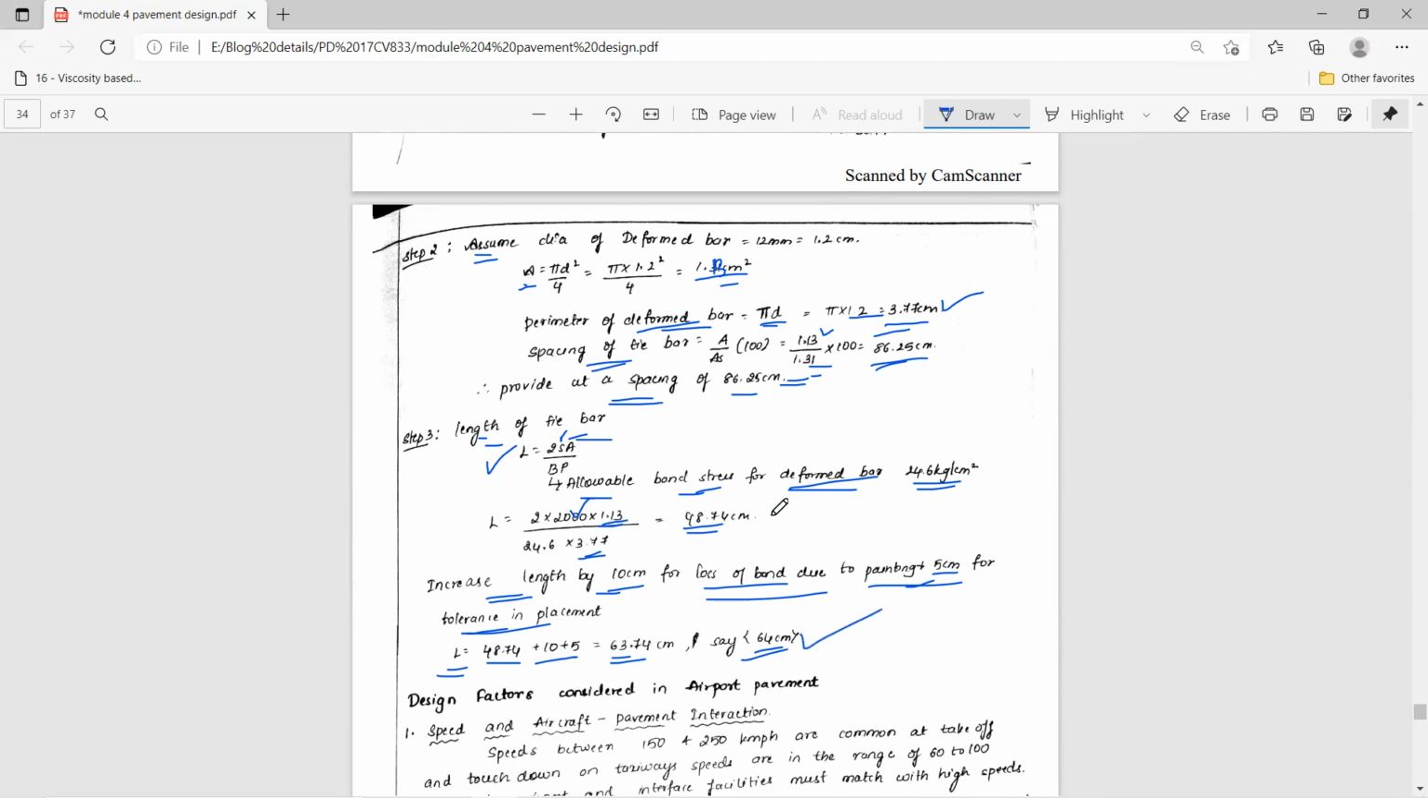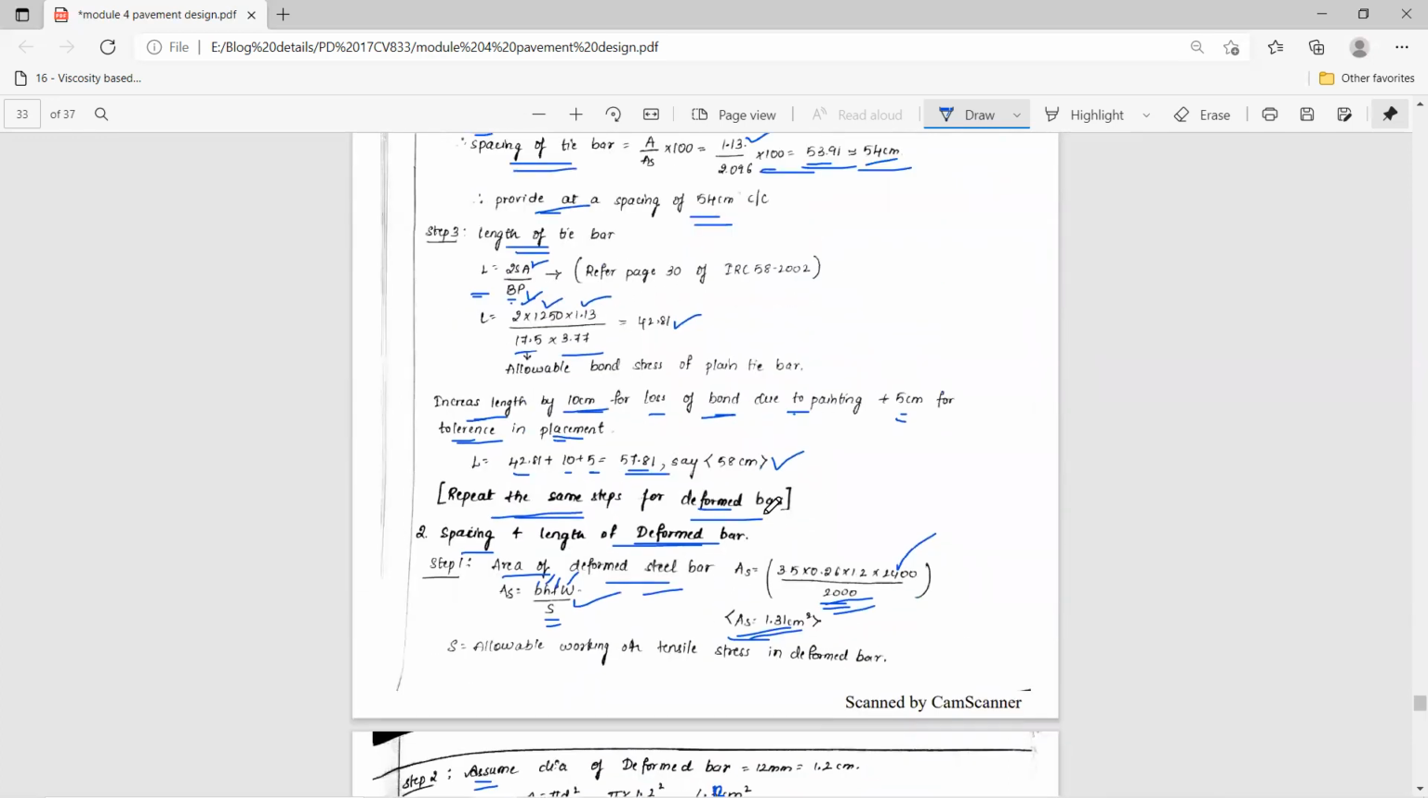And this is how you need to design the length and spacing of the tie bar.